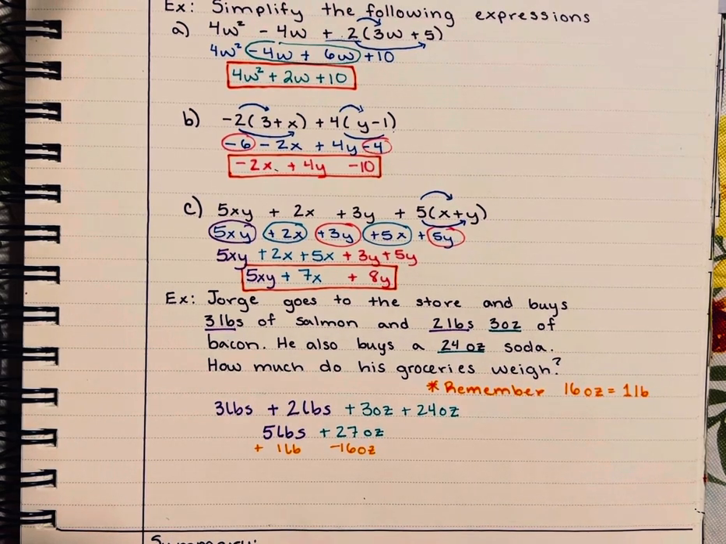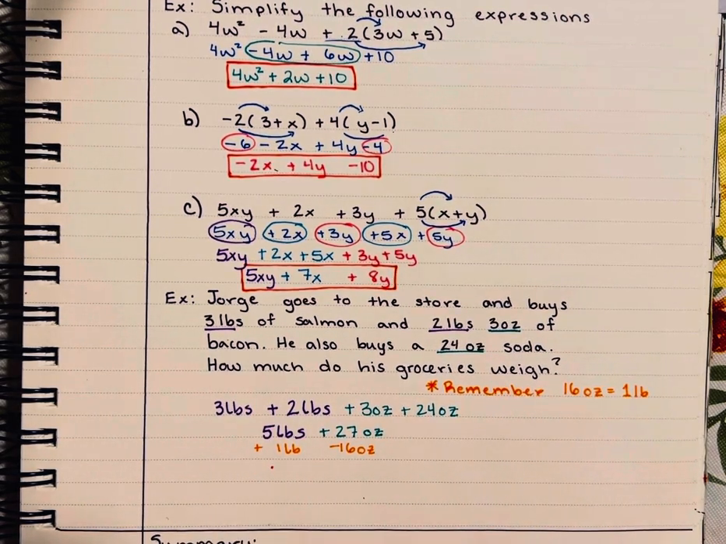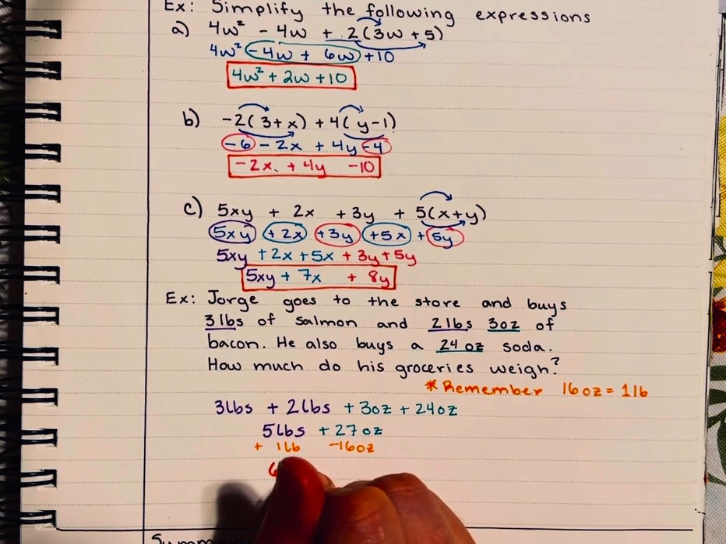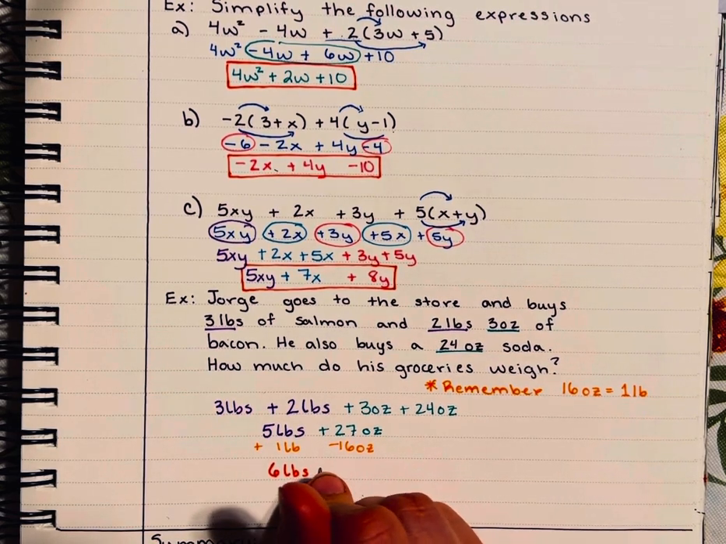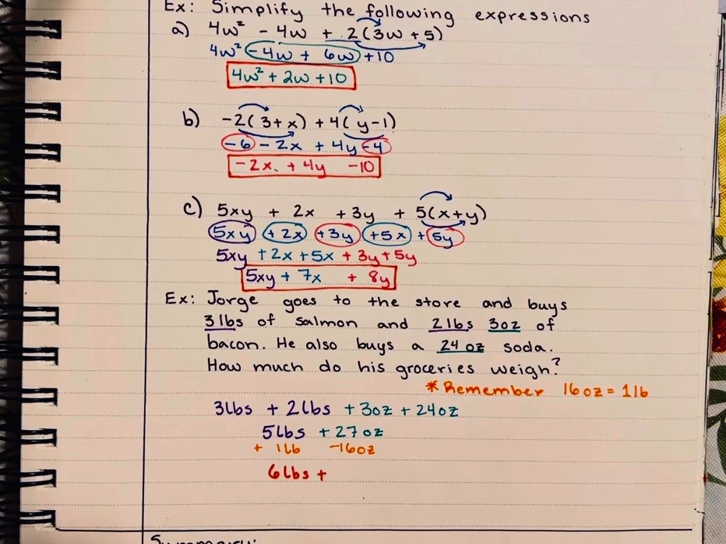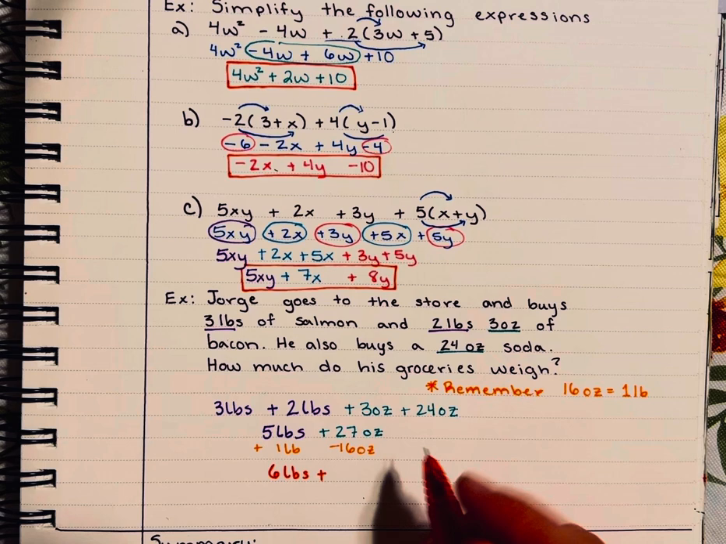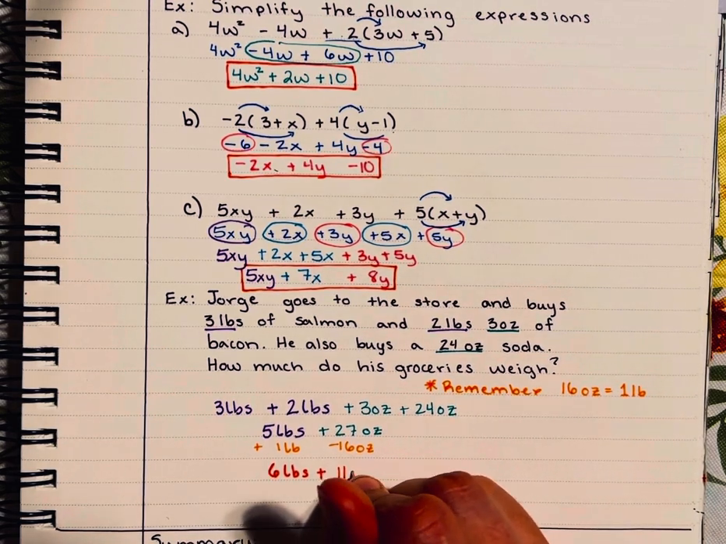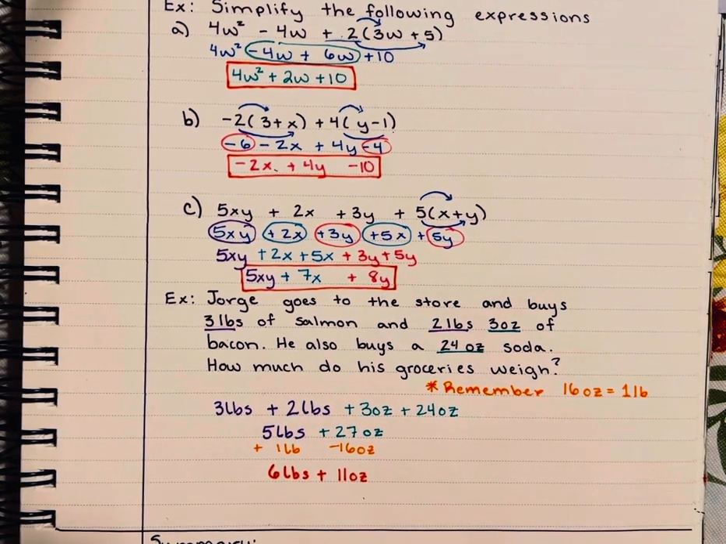And so if I do that, well then now I'm going to have 6 pounds, right? Because 5 pounds plus 1 pound is 6 pounds. And 27 minus 16 is going to be, sorry, I got a runny nose. 27 minus 16 is going to be 11 ounces. And this is a value that is less than 16. So this means that it can't be simplified any further.